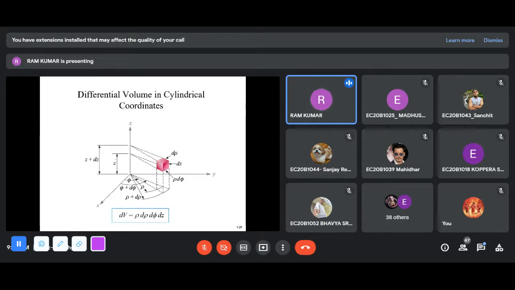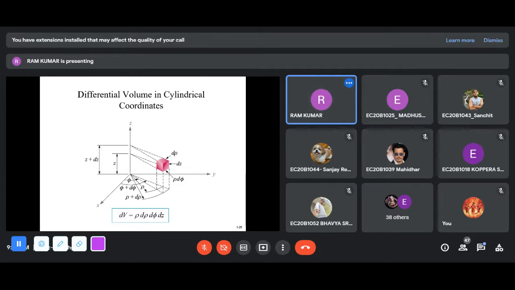Now, this is very important. Most of the applications lie in this concept: differential volume in the cylindrical coordinate system. You just imagine a free space. In that, you fix one coordinate system x, y, z. You have some cube like this, some volume surface.